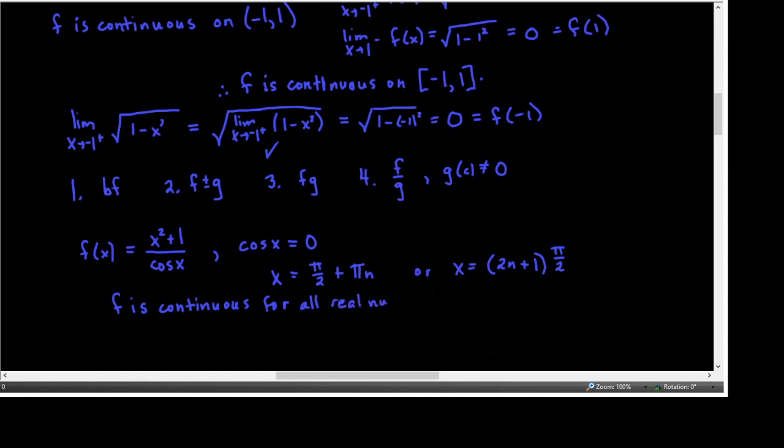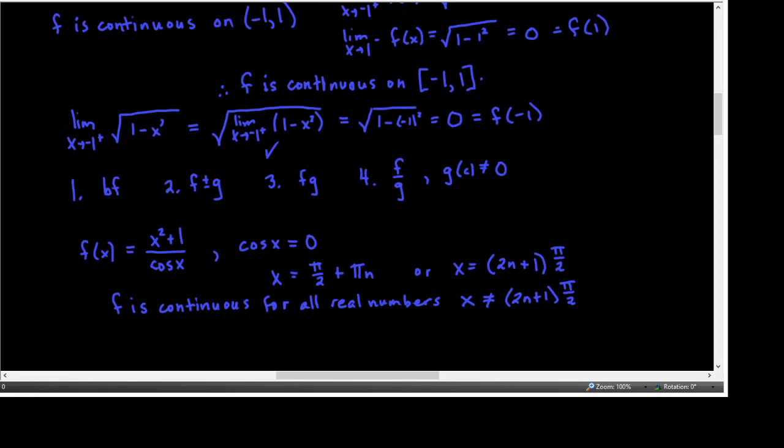that are not of the form, so they're not equal to, I'll use the second expression, the one right above it, odd multiples of pi over 2. So it's continuous as long as it's not an odd multiple of pi over 2. The function will be continuous everywhere else. Okay.